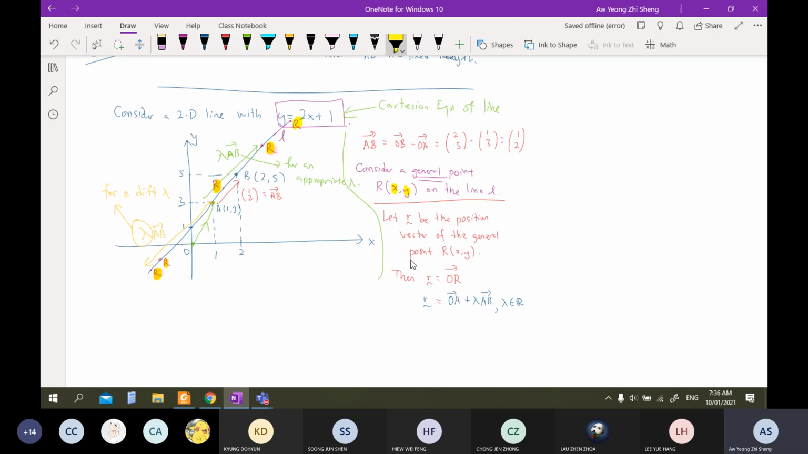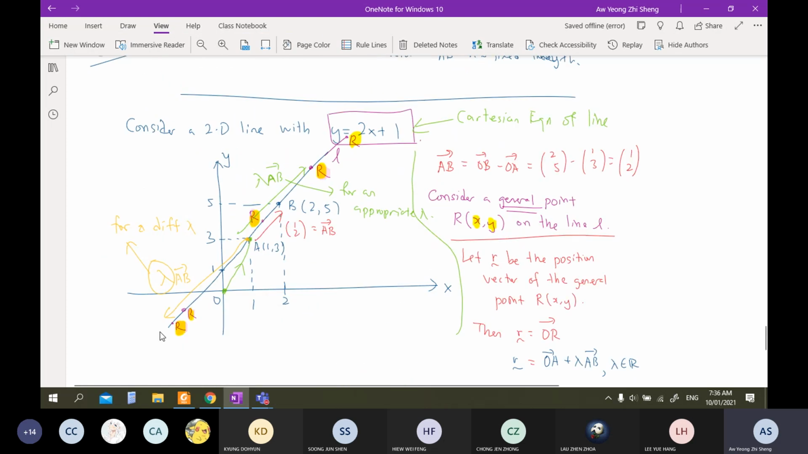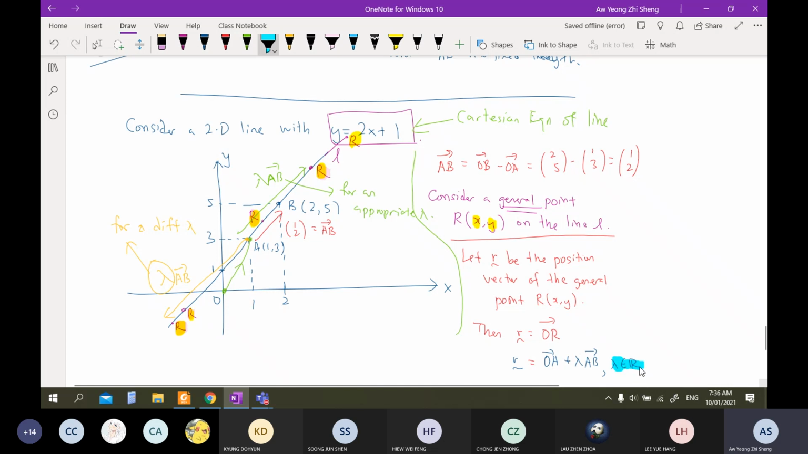Now, to cater for the possibility of R being anywhere along the line, since my R can be anywhere, to make it possible for us to move from A to R regardless of the position of R, or to include all the possible positions of R to make them reachable, we should allow lambda to take all real values. And so if we allow lambda to take all real values, then all the possible positions of R will be reachable from A. Right? So the vector lambda times AB will be able to direct us from A to R, regardless of where R is located, as long as R is somewhere along the line.